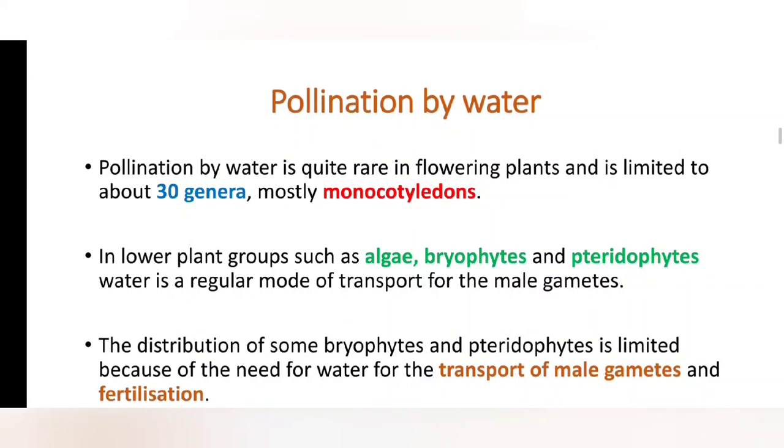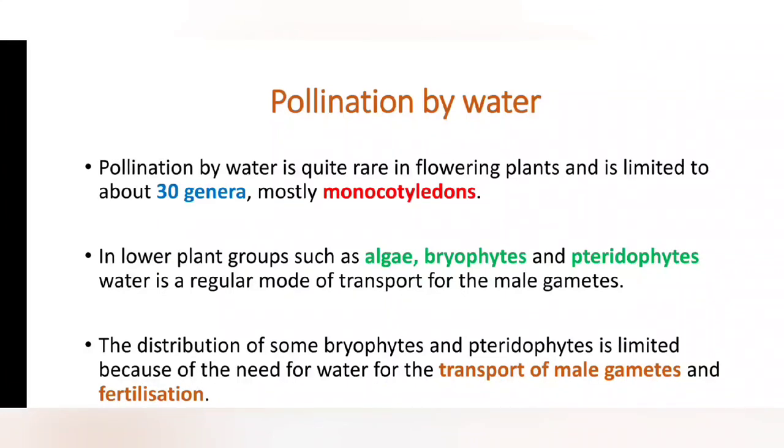Next one is pollination by water. Pollination by water is quite rare in flowering plants and is limited to about 30 genera, mostly monocotyledons. Here the pollination by water is not common, but very, very rare in flowering plants. So it is limited to only 30 genera, that too mostly among monocotyledons.